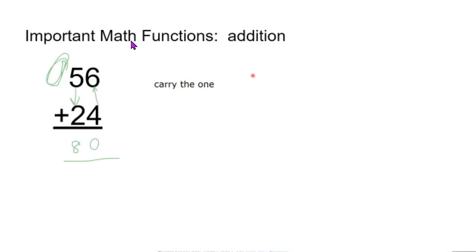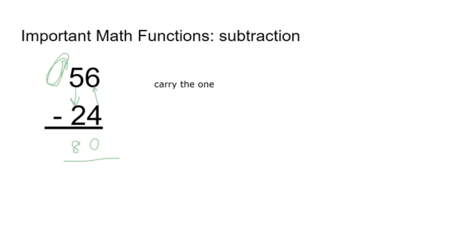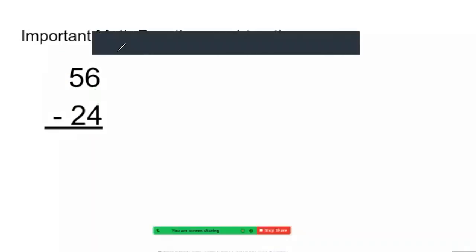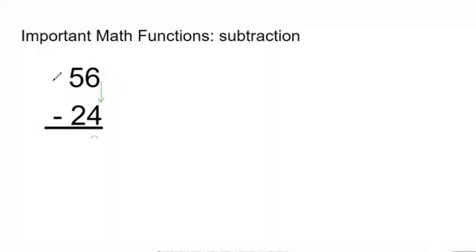Okay, very good. Second thing we have to do is subtraction. And what we're going to do with subtraction is a little bit different. This time we're not carrying. Watch this. This part is pretty easy, right? 6 minus 4 is 2. 5 minus 2 is 3. So we're finished, right? So this one's easy, but let's try one that's a little bit different. What if it was 54 minus 26?